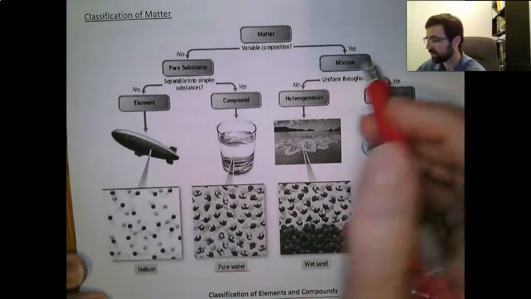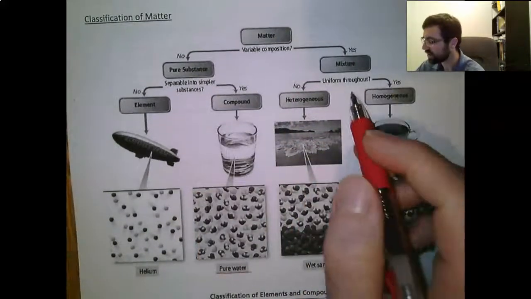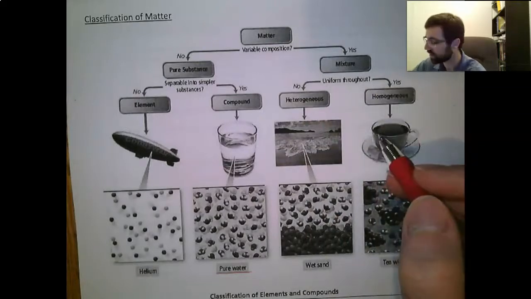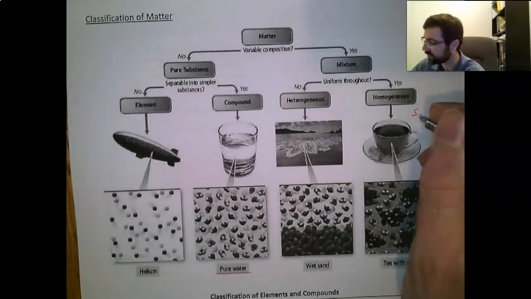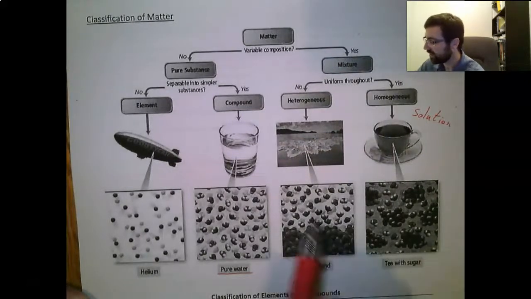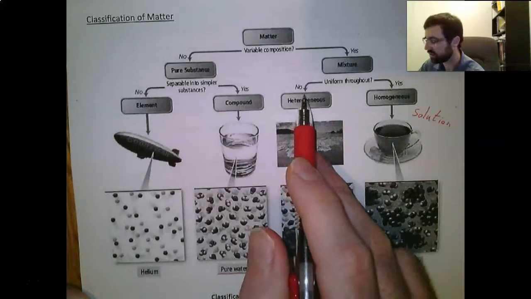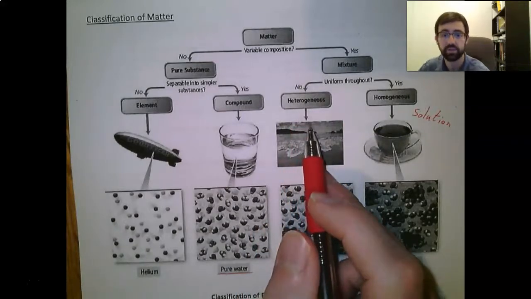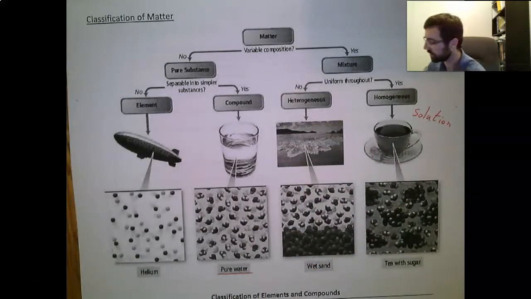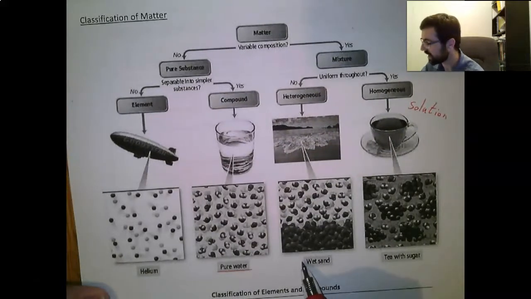Okay. Now let's go to the other side. What about our mixtures? Well, if it's uniform throughout, then it's homogeneous. We could also call this a solution. An example would be tea with sugar or sugar water, salt water, something like that. And then if it's not uniform throughout, it's heterogeneous. So that means it might separate into layers, or there would be chunks of different things that separate out. They're not spread out evenly. So something like wet sand in this case.